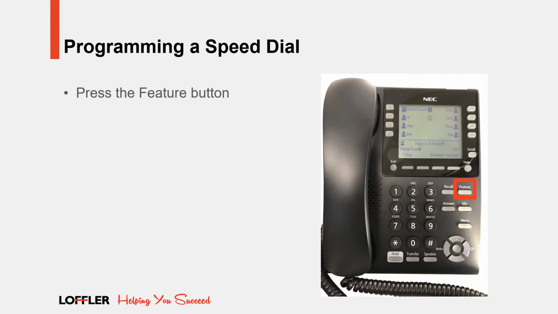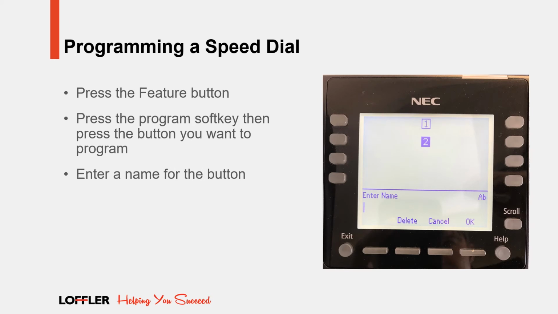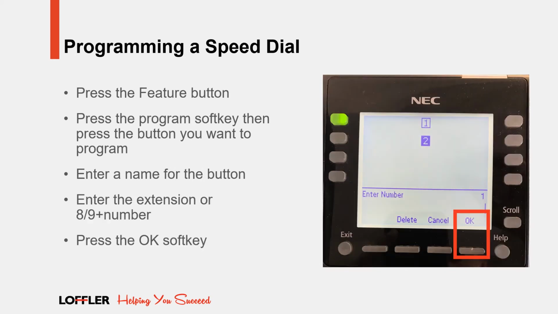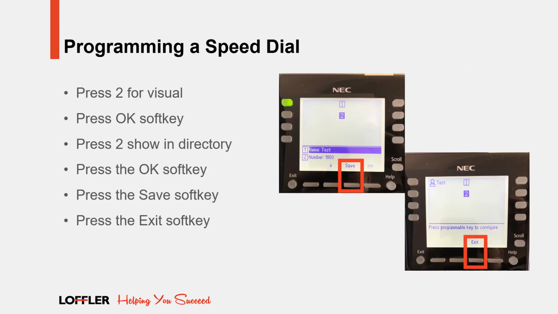To program a speed dial, press the feature button. Press the program soft key, then press the button that you would like to program. Enter a name using your keypad. Enter in the extension or trunk access code 8 or 9 and then the number. Then press the OK soft key. Press 2 for visual and press the OK soft key. Press the Save soft key, then press the Exit soft key.